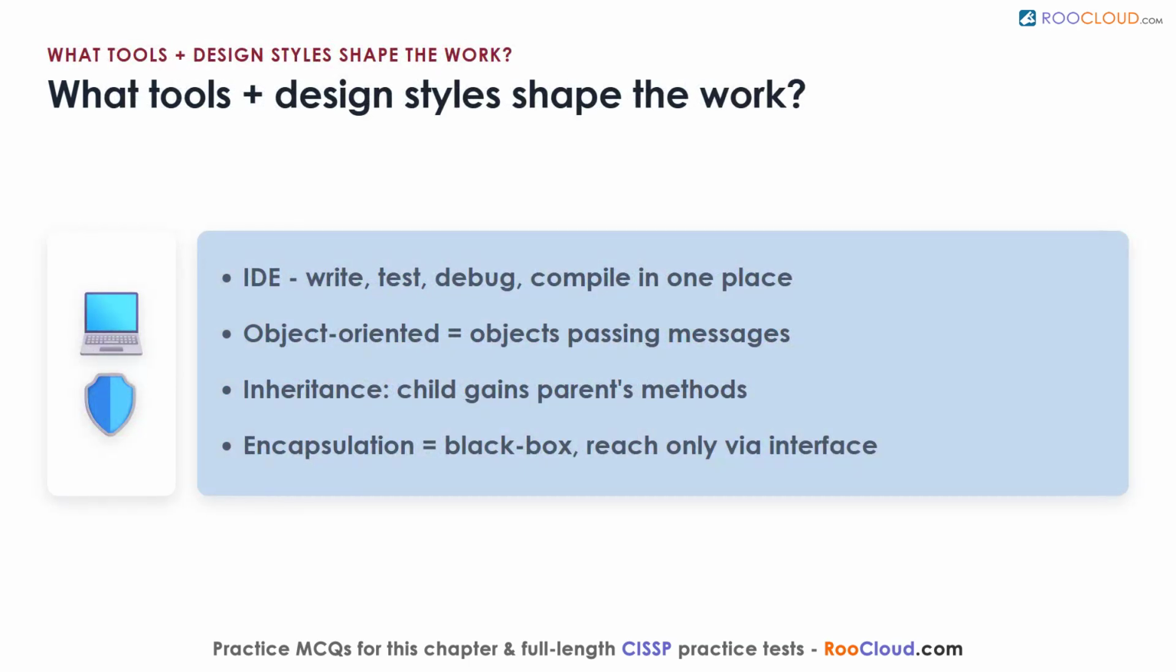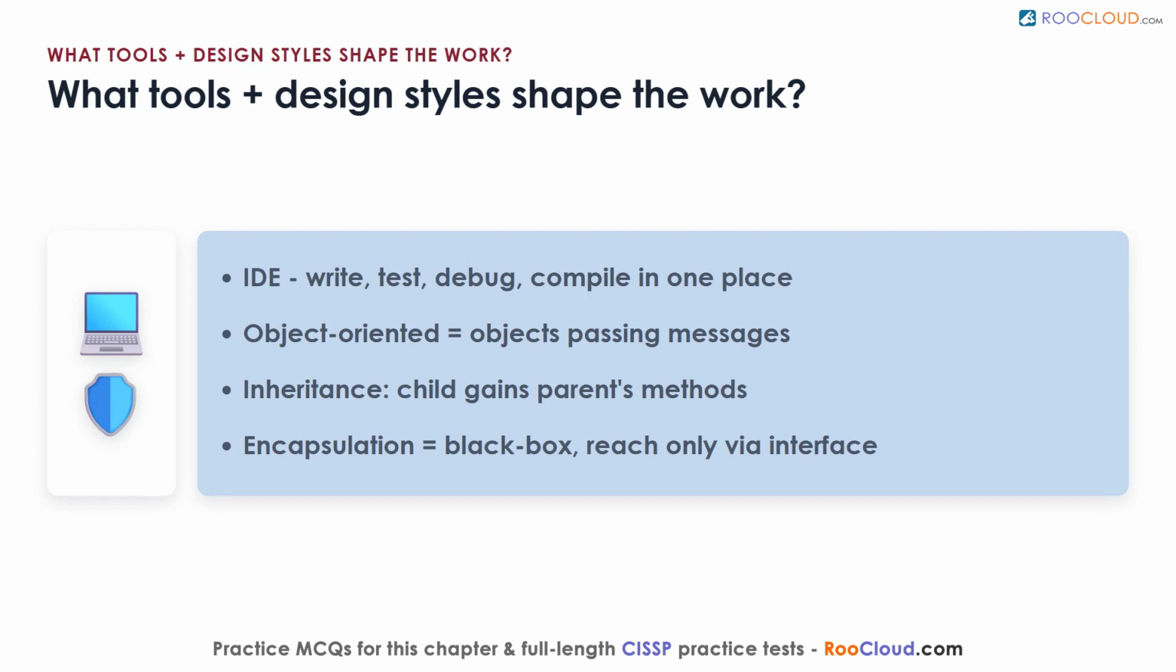The central tool is the integrated development environment, a single workspace where a programmer writes, tests, debugs, and compiles code together. On the design side, object-oriented programming models a system as a collection of objects that pass messages and perform actions. A banking program, for instance, might have objects for accounts, account holders, and employees, each carrying methods like adding funds or closing an account. Objects can inherit behavior from a parent class, so a checking object gains everything an account has plus its own extras.